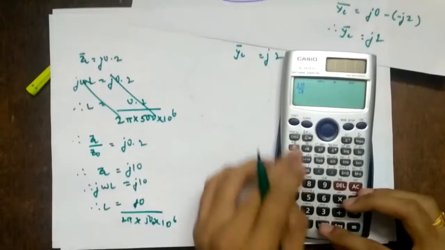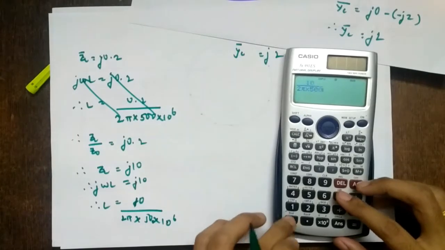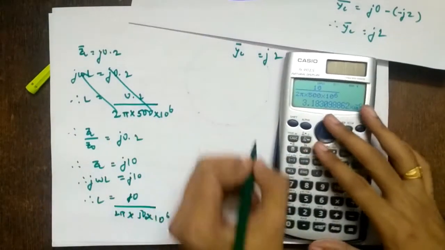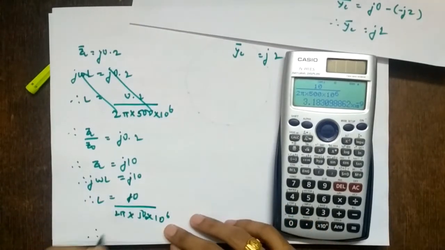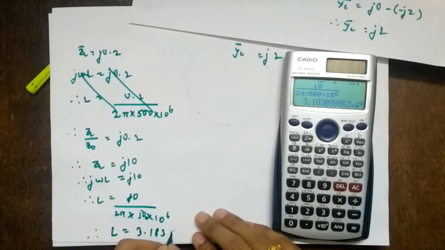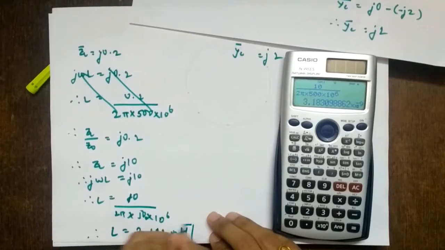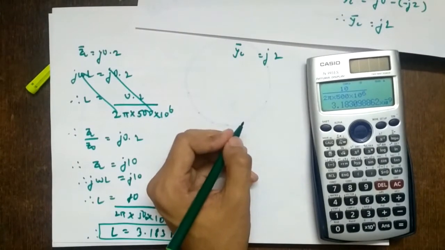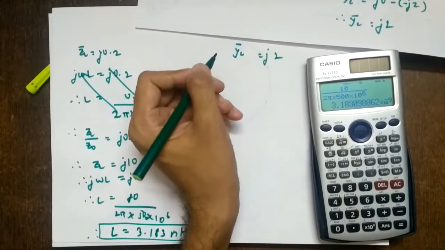10 upon 2 pi into 500 into 10 raised to 6. So therefore L equal to 3.183 into 10 raised to minus 9, so nano Henry. So this is the value of inductor. So what will be capacitor? It is what? YC bar, right?